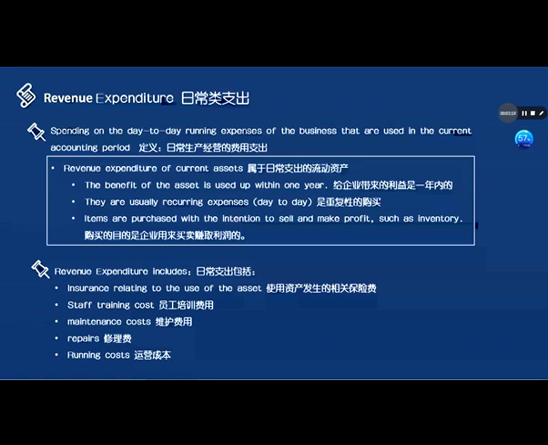Also, the maintenance and repairs cost. When we maintain a machine or repair a machine, it does not add value to it. So it's recognized as revenue expenditure, not capital expenditure. And other running costs. All these kinds of expenditures are recognized as revenue expenditure, but not capital expenditure.